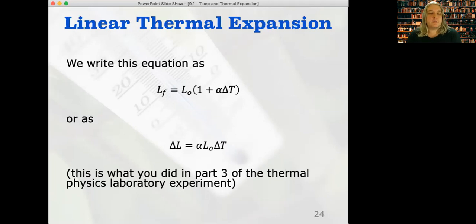Ignore the text down the bottom. That was going to be part of the thermal physics lab experiment, but not being on campus, we can't actually do that one, so you can ignore that little statement there. If I can get on campus, I may take a video of that one as well, just for your reference.